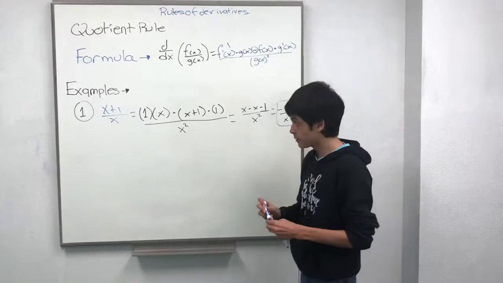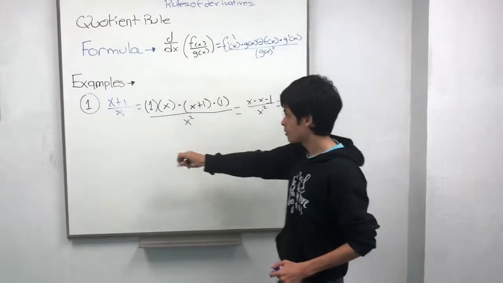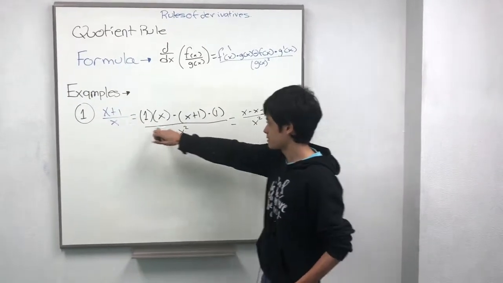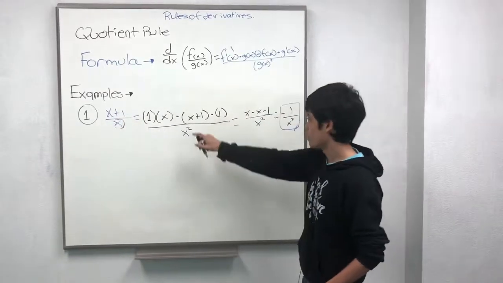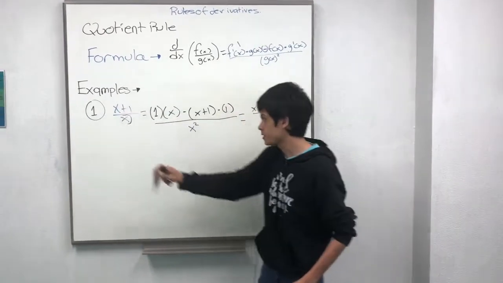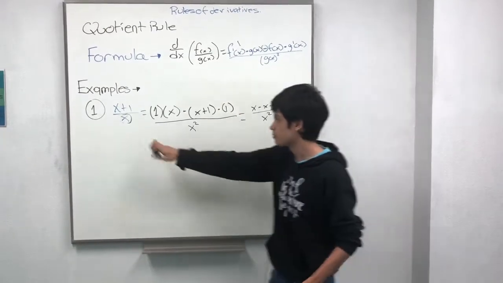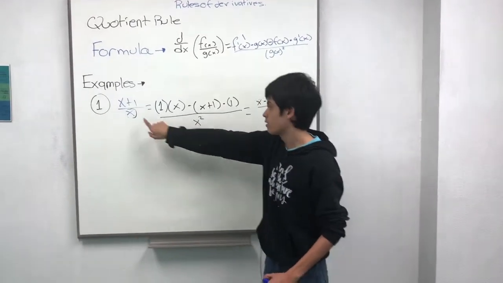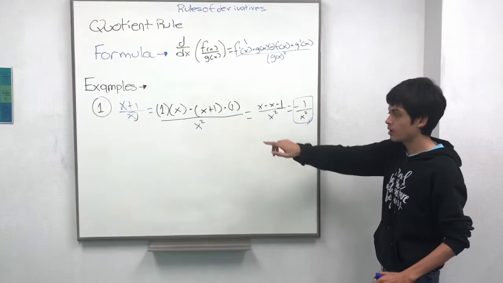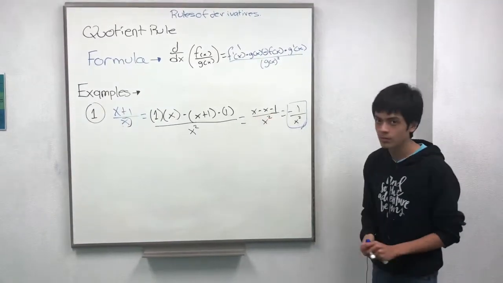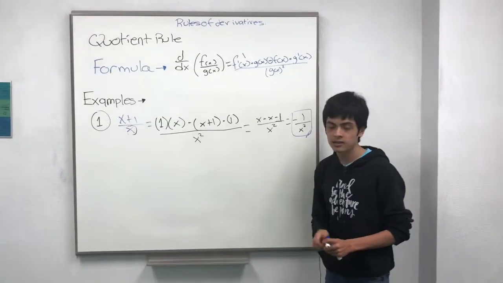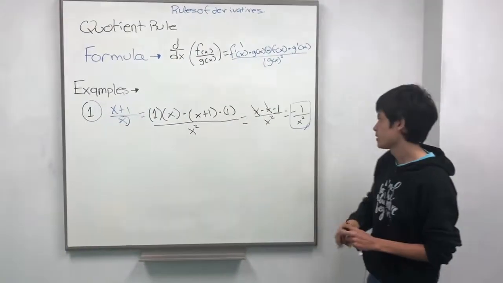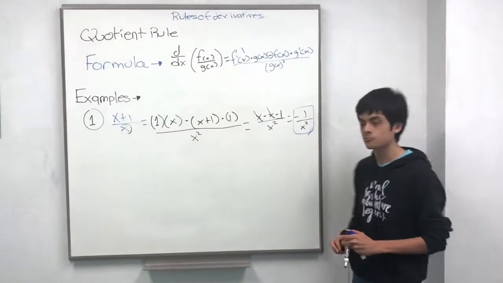Here's an example. If we have x plus 1 over x, the derivative of the first one is going to be 1, as it's only x, times the non-derivative, which is in this case x, minus the non-derivative, which is x plus 1, times the derivative of the denominator, which is again 1, over the square of the denominator. So by multiplying and simplifying, we get x minus x minus 1 over x squared. And as a result, the x terms cancel each other, and we have minus 1 over x squared.